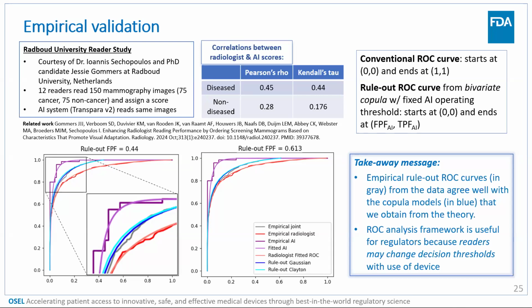But at that operating threshold, we basically threw out all of those patients that the AI deemed negative and then recalculated the radiologist sensitivity and specificity at each point. So you get this gray curve representing what we project the empirical radiologist performance would be under rule-out. And then the blue curves are two copula models, Gaussian and Clayton respectively, and they agree quite well with the gray empirical rule-out curve.